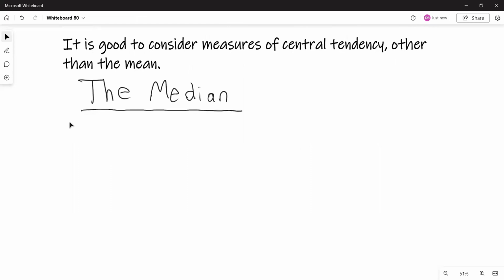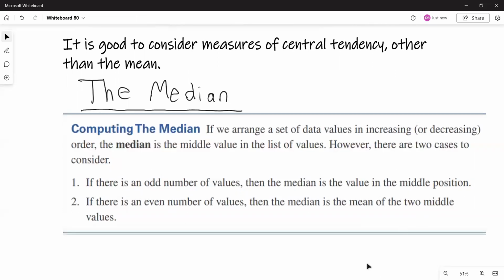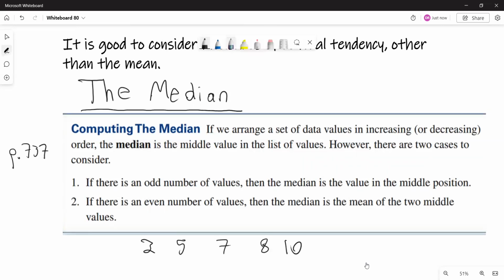So if you want to compute the median, you need to sort the data either in increasing or decreasing order, and the median is going to be the middle value, or if you have an even number of values, it is going to be the mean of the 2 middle values. So if we arrange a set of data values in increasing or decreasing order, the median is the middle value in the list of values. However, there are 2 cases to consider. If there is an odd number of values, the median is the value in the middle. So let's say you have 5 values, 2, 5, 7, 8, and 10. The median is going to be 7.